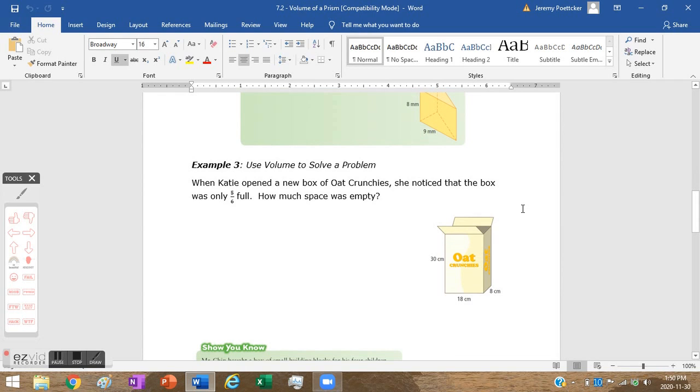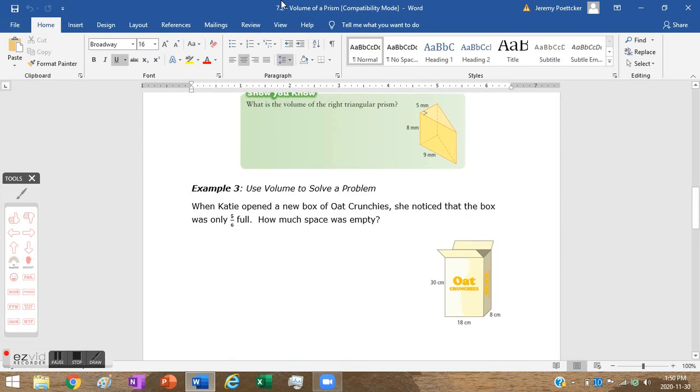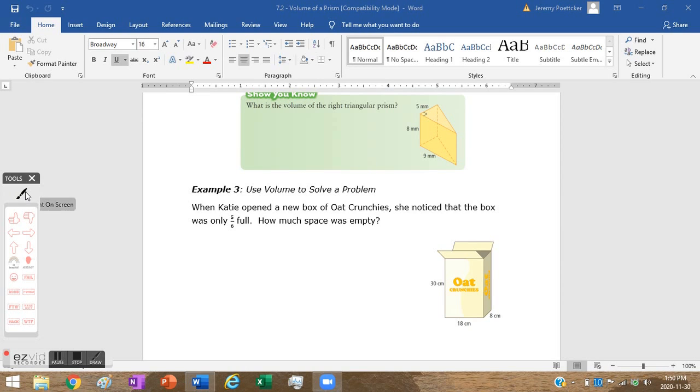Moving on then. Katie opened up a new box of oat crunchies, and she noticed that the box was only 5/6 full. So we've talked about multiplying things already. How much space was empty? So if 5/6 is full, this is a little bit of a problem solving bit. That means that 1/6 is empty. So if we want to know how much space, that's asking for volume. And so we're going to have to do a little bit of a volume calculation.